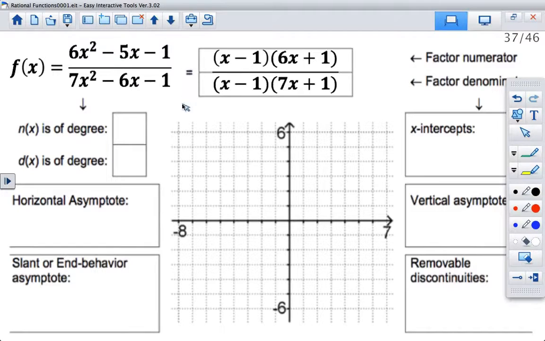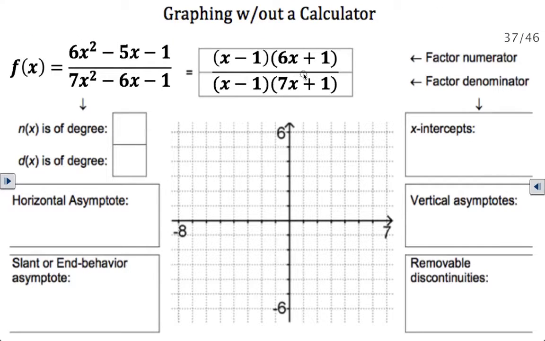All right, so for this one, we picked this equation to graph without a calculator, and we already know that those are our factors. So when we find our x-intercepts, we set the numerator equal to 0 and solve for x. So we have x equals a positive 1 and a negative 1/6. Okay, it will be helpful to know that negative 1/6 is approximately equal to, I think it's negative 0.16 repeating.